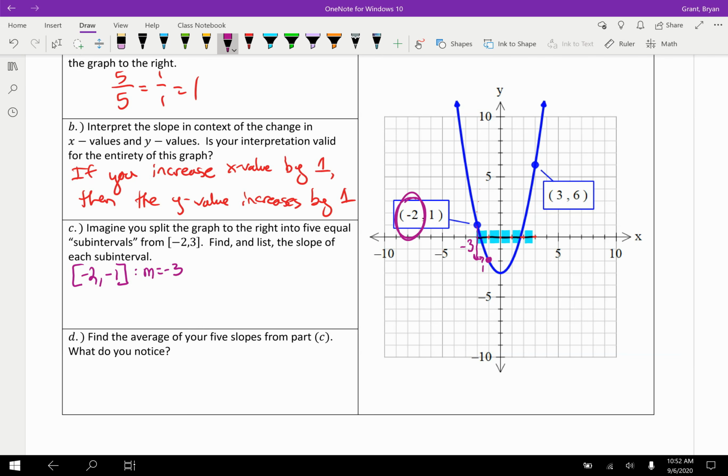So we get the idea? Okay, so let's try a few more. You can always work off on your own. So the next sub-interval I'm going to look at goes from -1 to 0. -1 to 0, right?